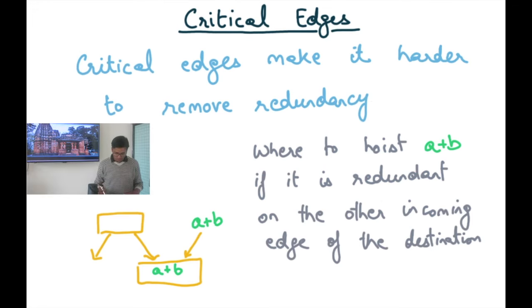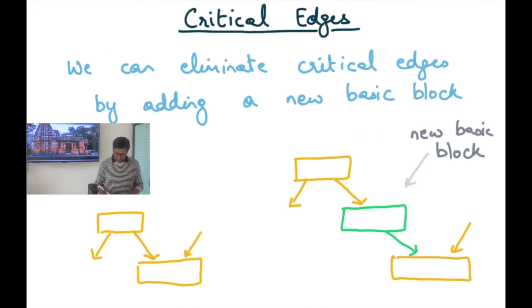Critical edges make it harder to remove redundancy because if I have A plus B here and let's say A plus B was also being computed on some other path, at some of the predecessors of the destination node of the critical edge, then I don't know where to put A plus B, because if I put it here, then I'm adding redundancy on this particular path and that's not a good idea. So where to hoist A plus B if it is redundant on the other incoming edge of the destination? Well, the answer is that you need to add a new basic block for that particular critical edge.